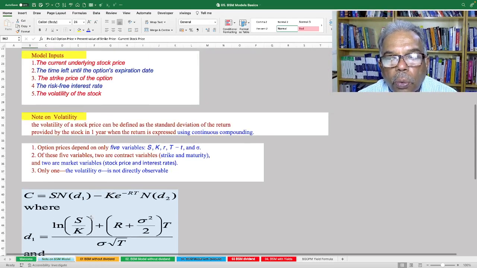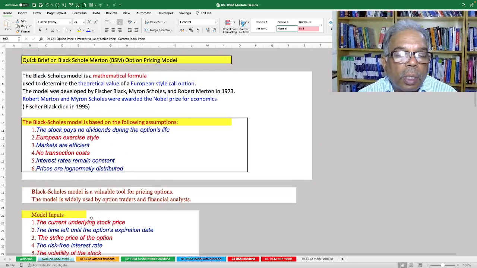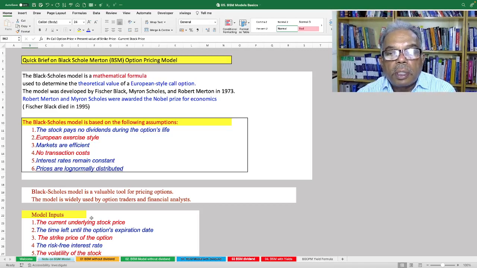Let's quickly go into the Black-Scholes option pricing model. Important points: it is a mathematical model. It helps to calculate the theoretical price of a European call option. So it is primarily used to calculate the European call option. The model was developed by Fisher Black, Myron Scholes, and Robert Merton in 1973, whereas Robert Merton and Myron Scholes were awarded the Nobel Prize, since Fisher Black died in 1995.